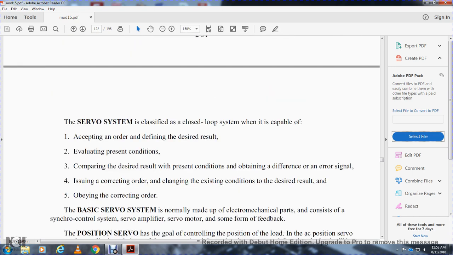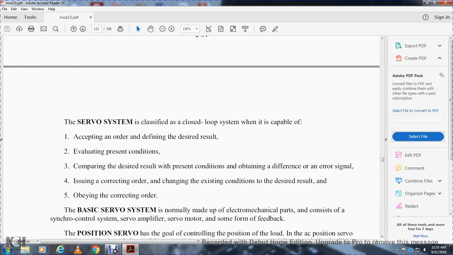The servo system is classified as a closed loop system, capable of accepting an order defining the desired result, evaluating the present condition, and comparing the desired result with the present condition to obtain the difference, the error signal. This issues a correcting order that changes the existing condition toward the desired result.